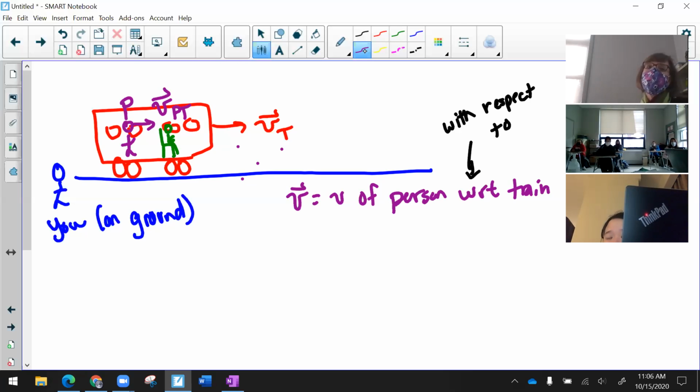Okay. So if I'm on the ground and I want to look at the velocity of the person with respect to the ground, okay? It's you actually. You are standing on that train platform and you want to know what the velocity of that person is with respect to the ground. How are you going to find that? What's it going to be? Tia.